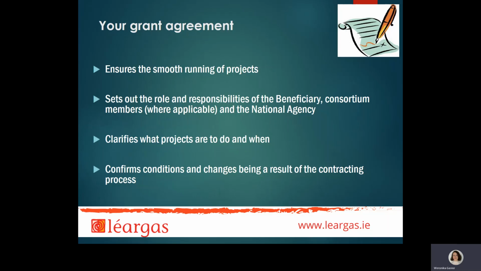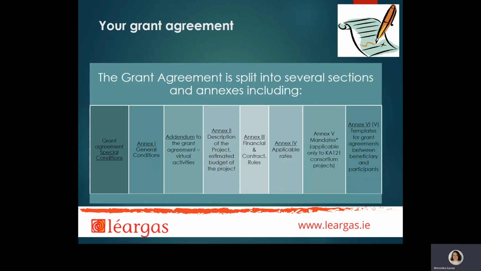evaluation and contracting process. Your grant agreement is split into several sections and annexes, including the main body of the grant agreement, which is called Special Conditions, Annex 1, General Conditions, Addendum to the grant agreement, which covers regulations regarding implementation of virtual activities due to COVID-19, Annex 2, which includes description of the project and its estimated budget, Annex 3, with financial and contractual rules, Annex 4, which includes applicable rates for unit cost, Annex 5 with mandates which are only applicable to KA121 consortium projects, and finally Annex 6, which consists of templates for grant agreements between beneficiary and participants of mobility activities.